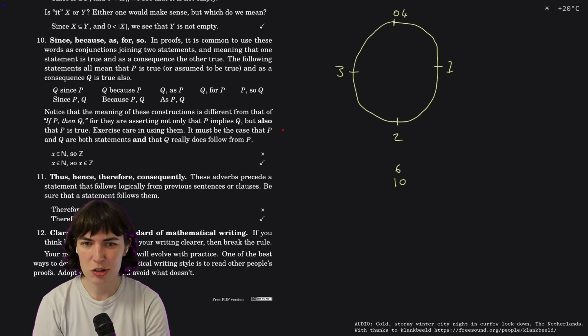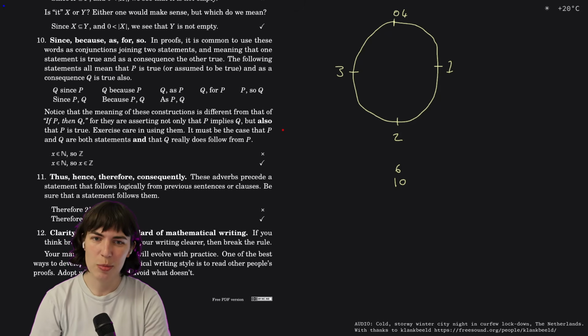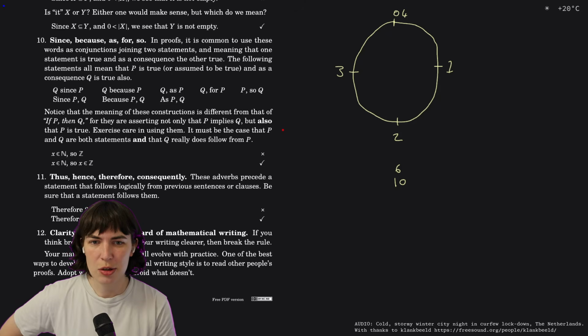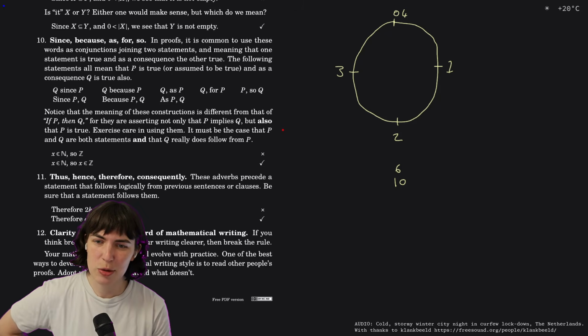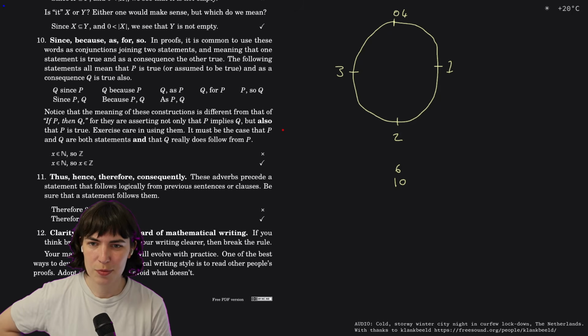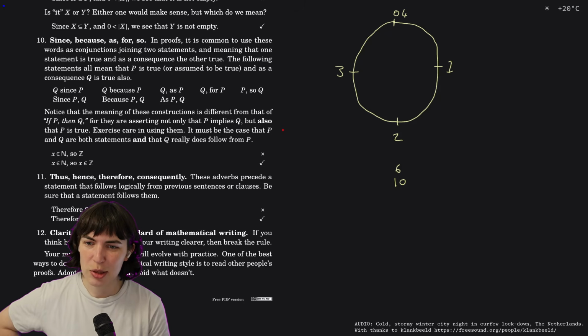Notice that the meaning of these constructions is different from that of if P then Q, for they are asserting not only that P implies Q, but also that P is true. Exercise care in using them. It must be the case that P and Q are both statements and that Q really does follow from P. X is a member of the natural numbers, so X is a member of the integers. Yeah, that is weird. Okay, fine.